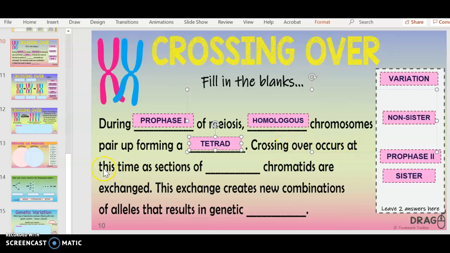Crossing over occurs at this time as sections of blank chromatids. So this is another word for these guys. They are sister chromatids. That makes your chromosome when you have 2 chromatids. They are going to be exchanged. This exchange creates new combinations of alleles that result in genetic what? What makes sense there? Fill that one in.